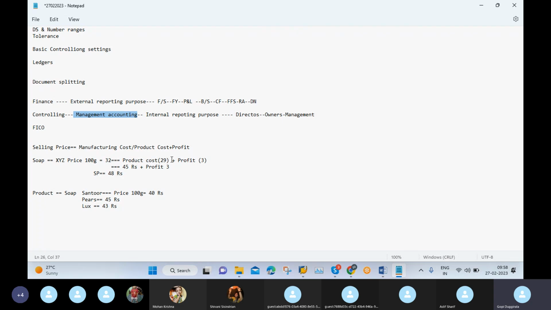So in this area, we can control our price. How is it possible? In normal terminology, we call it management accounting. But when it comes to SAP, we call this management accounting controlling.